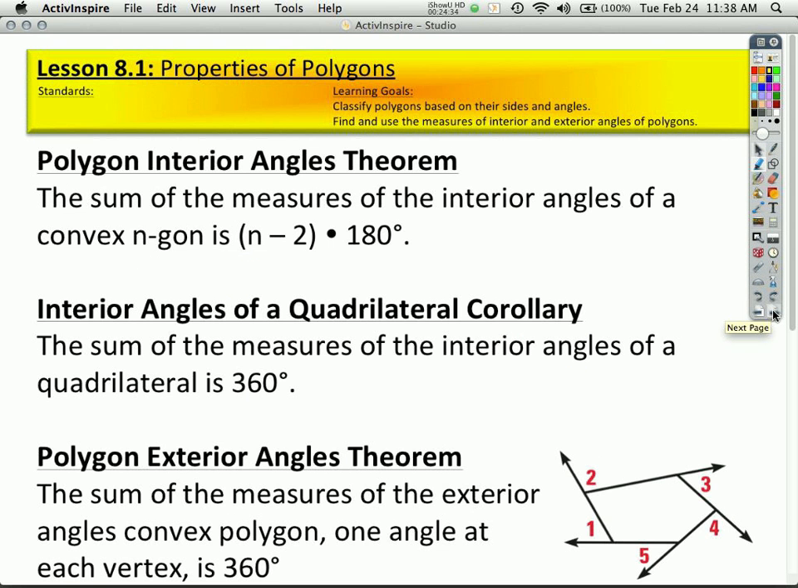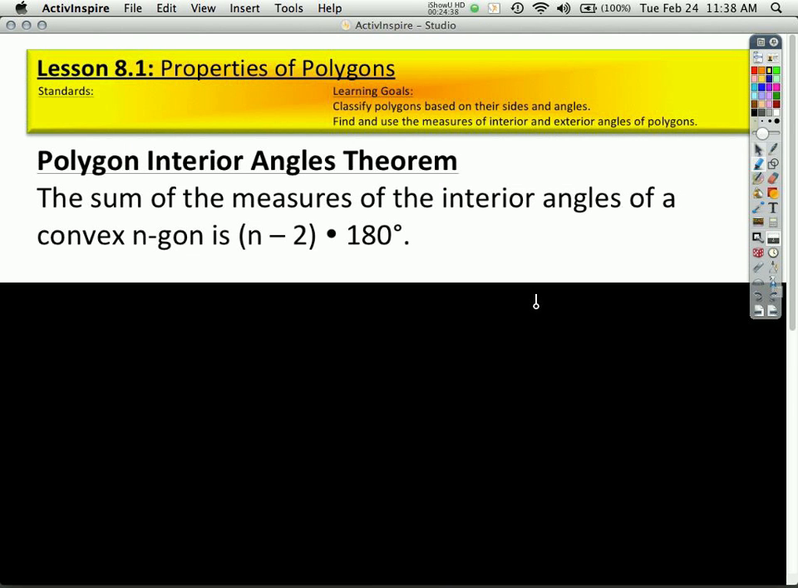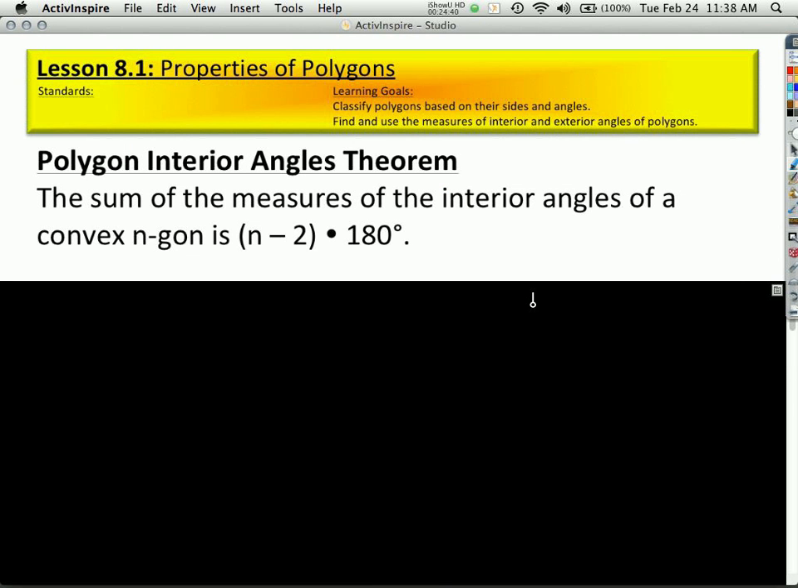So now, your cheat sheet. We've got some ideas that come out of your exploration yesterday, and some ideas that you didn't get to explore yet, that we're going to explore a little bit in a moment. First of all, the polygon interior angles theorem says that the sum of all of the angles inside a polygon will be n minus 2 times 180, where n is the number of sides.